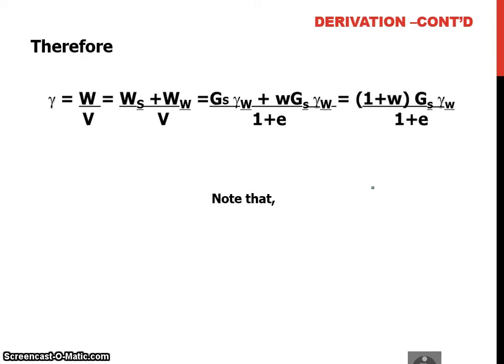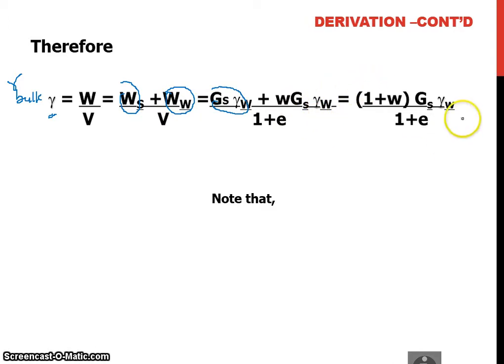Okay, so next, there's a lot of derivation we can still produce. So we know that gamma bulk consists of the weight of solids plus the weight of water. We know the weight of solid is Gs times the gamma water. So the moisture content times Gs gamma water is the weight of water, divided by the volume total, which is 1 plus e.